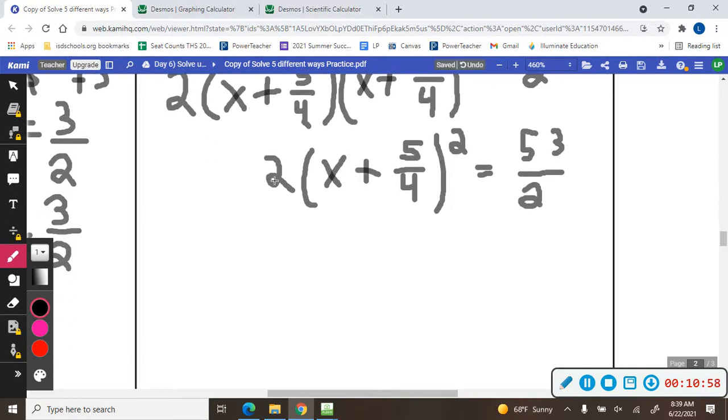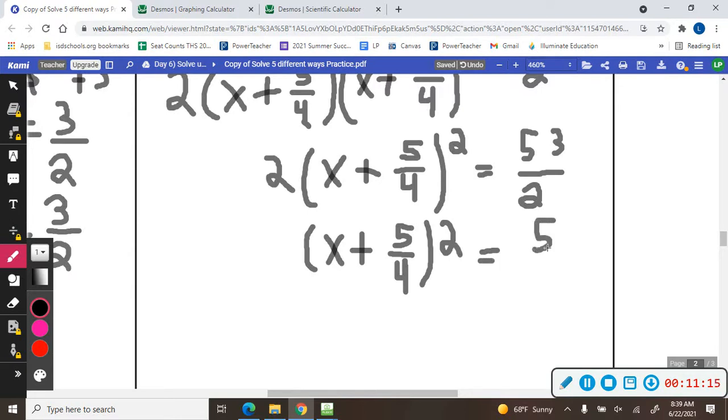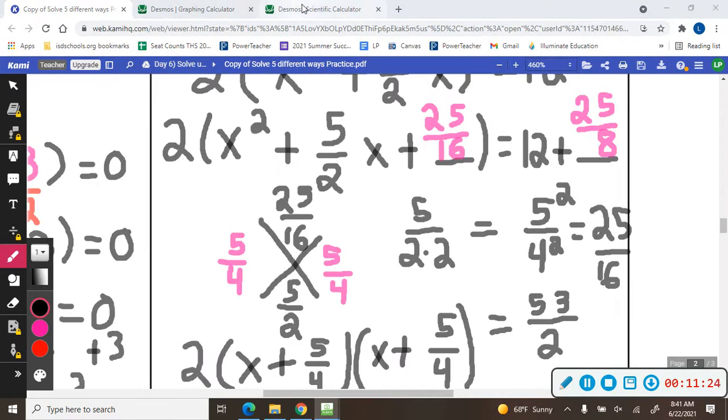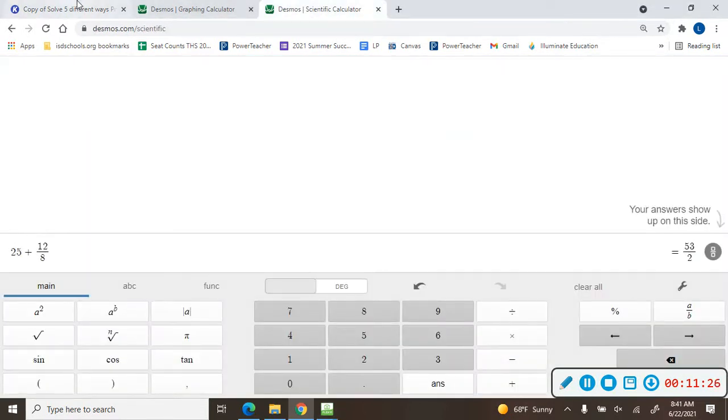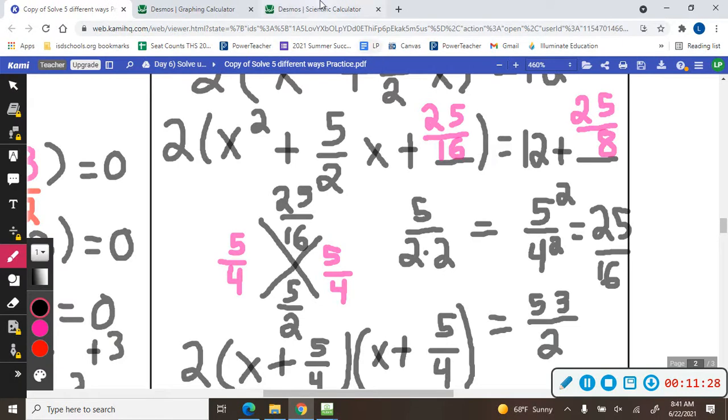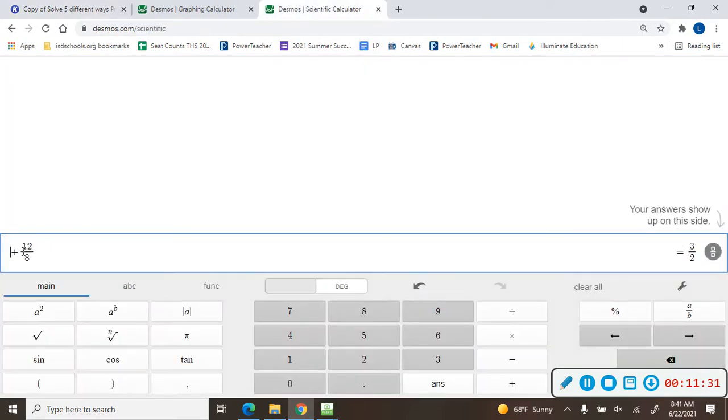Now to solve this, I divide both sides by 2, and I get x plus 5/4 squared. If you divide by 2, that becomes 53/4. Okay, looking at my work earlier, I did 25 plus 12/8. It should be 12 plus 25/8. So this changes.